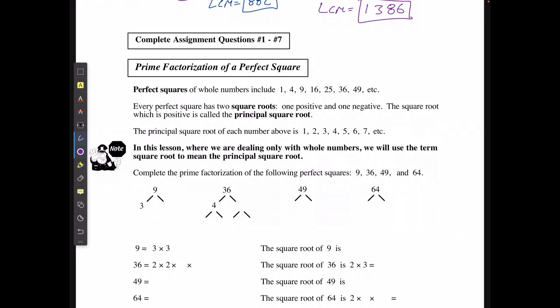Every perfect square has two square roots, the positive version and the negative version, which means that I could get 4 from 2 times 2, or I could get it from negative 2 times negative 2, which is going to be an important principle once we get to grade 11. The ones that we're dealing with are going to be the principal square root, which is just the positive version.